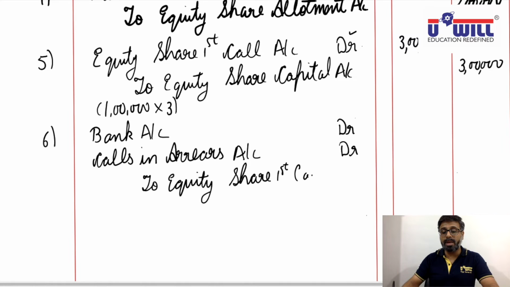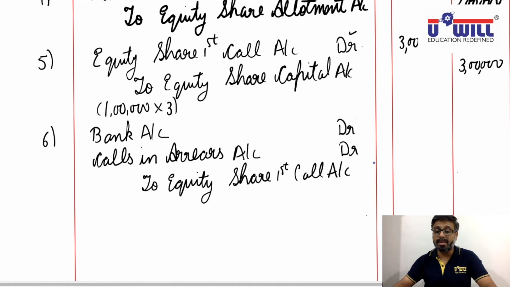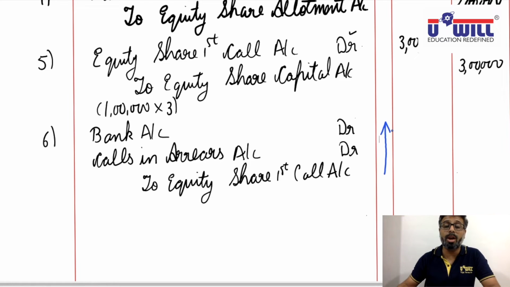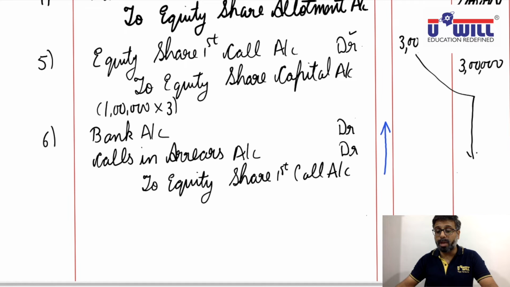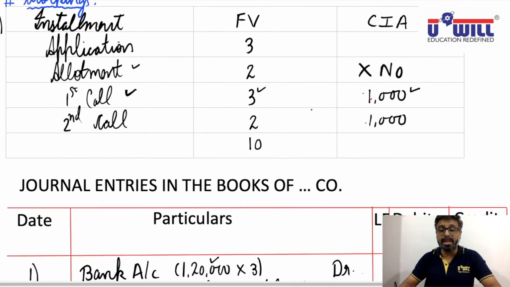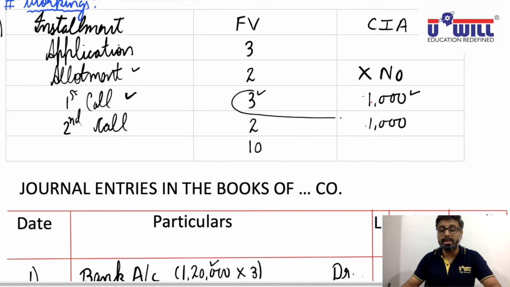Now all of you understand one trick of passing the amounts of the entries. You remember that in this entry of receiving first call, allotment and other monies, go reverse. Go reverse means first you credit this first call account with the full amount of 3 lakhs. Now calls in arrears: straight away look at your workings. 1000 into 3, 3000. Directly from the workings you get it.